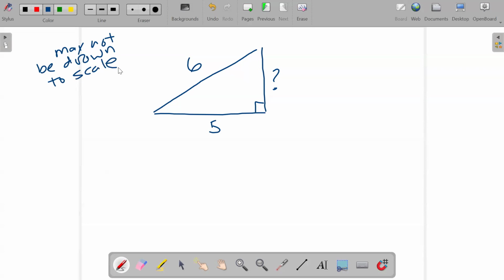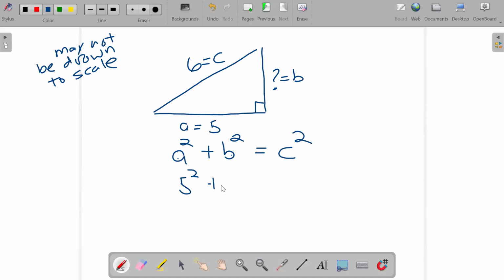All right, so what does the Pythagorean theorem say about this? Well, we have a leg. Let's say 5 is leg A. We're missing leg B, and we have the hypotenuse C. And the Pythagorean theorem says a squared plus b squared, the legs squared, equals the hypotenuse squared. And so plugging in what I have, well, I have an a squared, so that's going to be a 5 squared. I don't have b, so I'm just going to leave it as b. I do have c, so I can say that's a 6 squared.